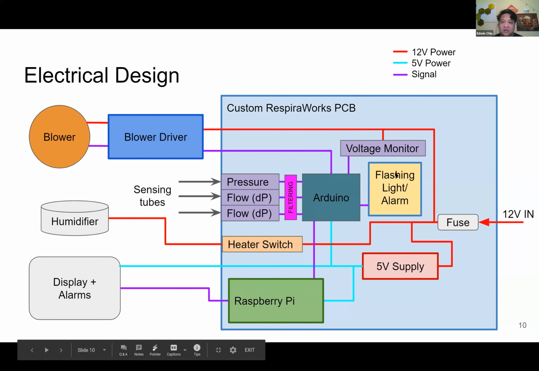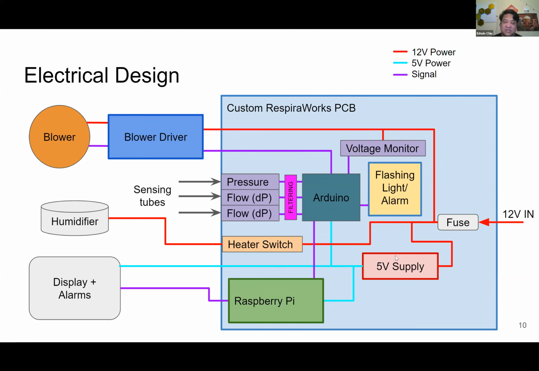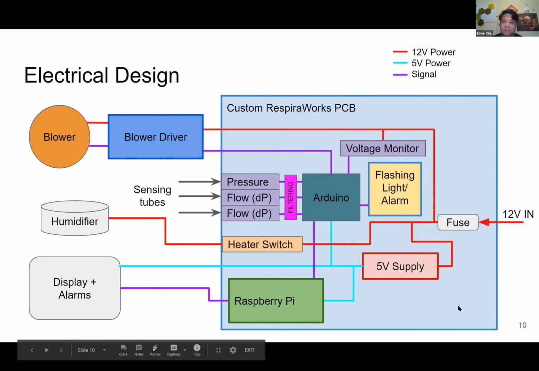And it also has its own sets of alarms. The Raspberry Pi will handle the display and user interface. And so it has a touch screen on the face of the ventilator, which also includes a set of speakers so that it can sound alarms. And it will also have flashing lights and the alarms inside of the PC board.